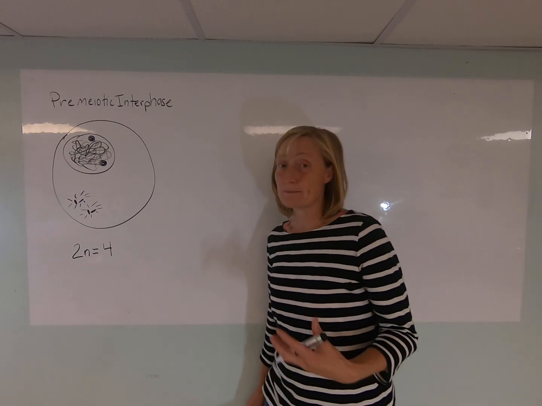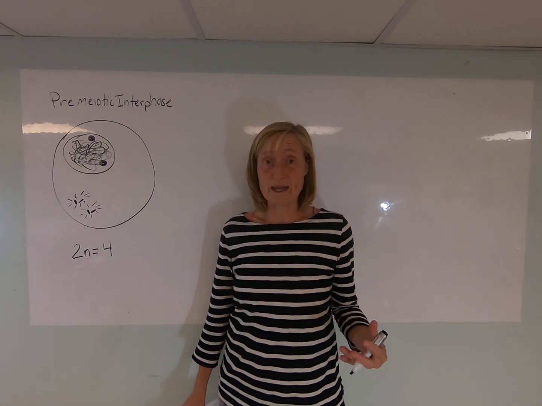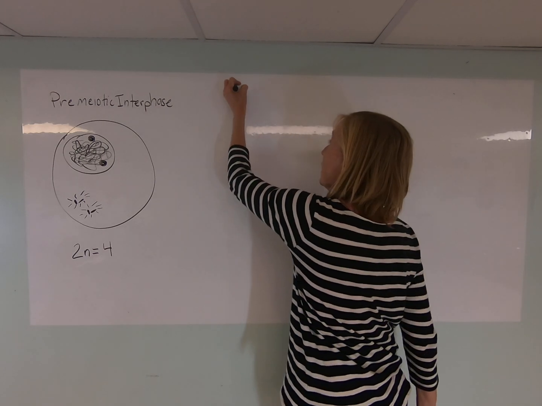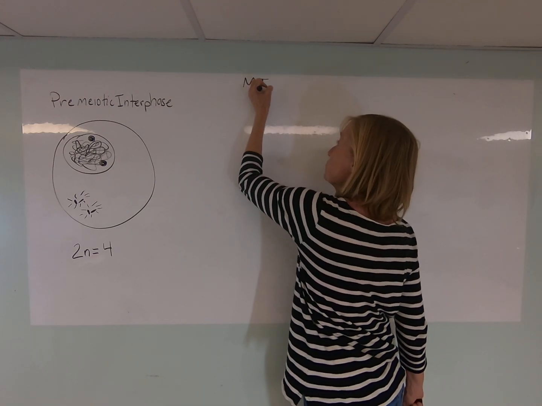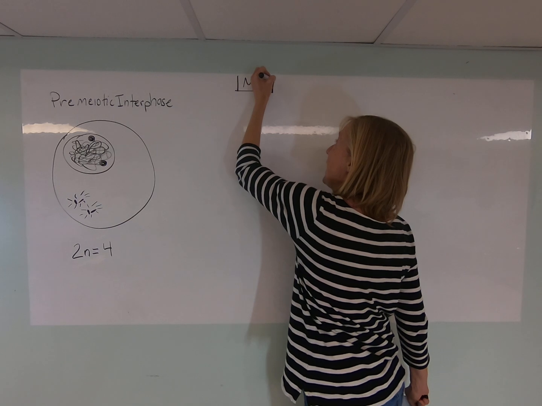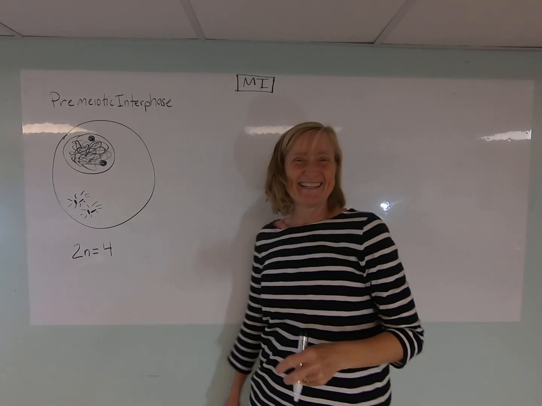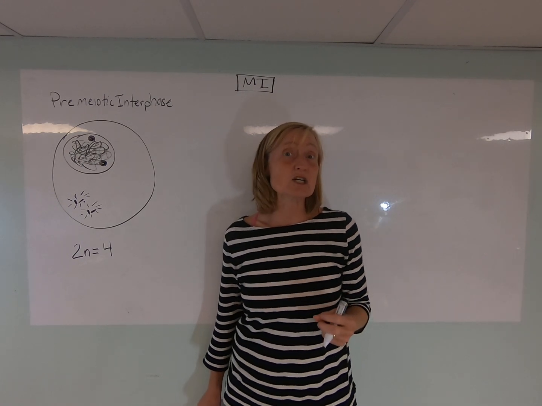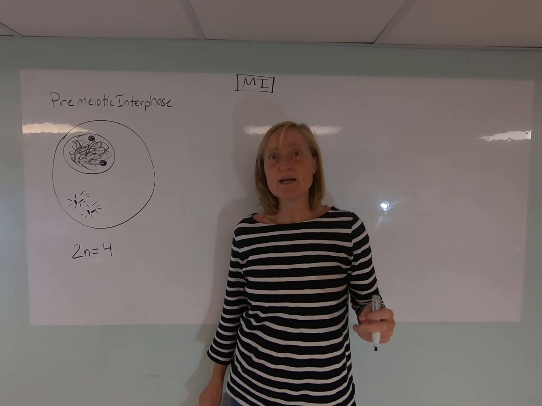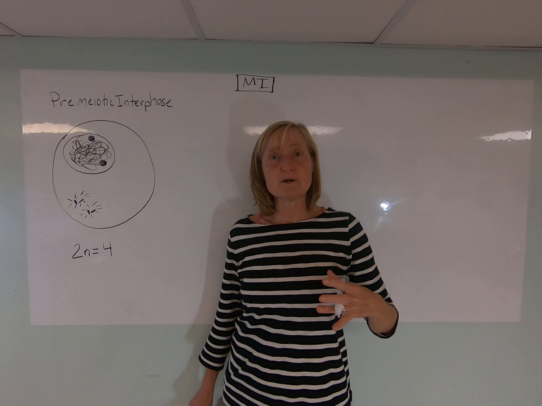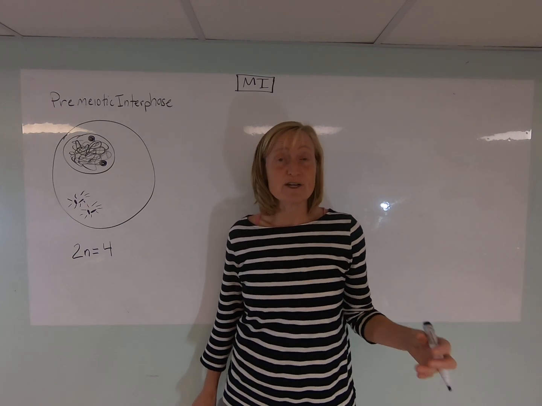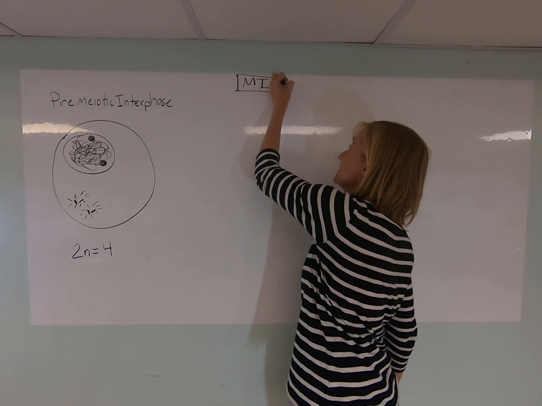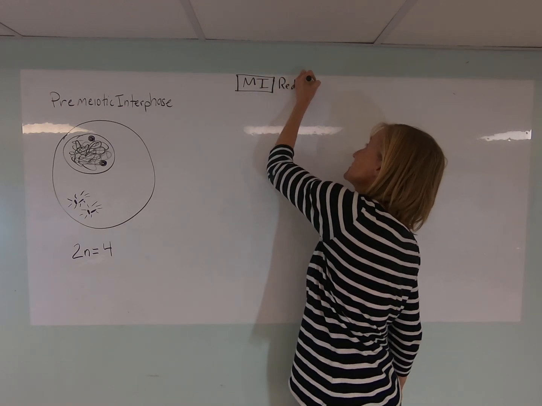Now, it turns out that there are 2 divisions in meiosis. Meiosis 1, and we'll start with meiosis 1, happens first, obviously, and we call meiosis 1 the reduction division, because in meiosis 1, the chromosome number is cut in half. It's reduced. So you can put that in your notes that this is the reduction division.